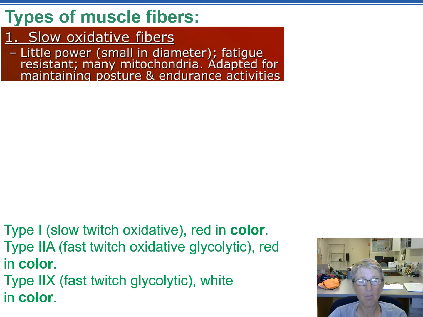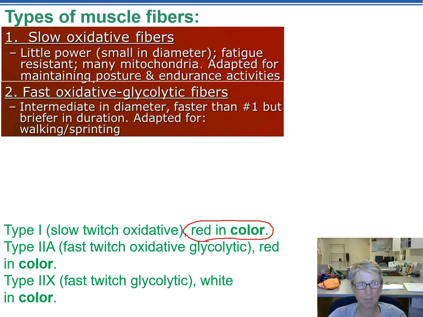There's a ton of mitochondria, and slow oxidative fibers are in muscles where you're trying to maintain your posture and endurance activities. So those Olympic athletes that do the marathons, they would have a lot of slow oxidative fibers. And those slow oxidative fibers are slow twitch, and they're red in color. You can see that in the meat that you buy, different colors. Maybe you don't see it in the processed meat, but if you go to a farm, you can see different colors of muscles in the animals.